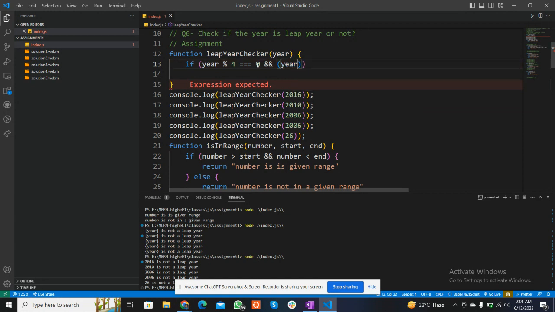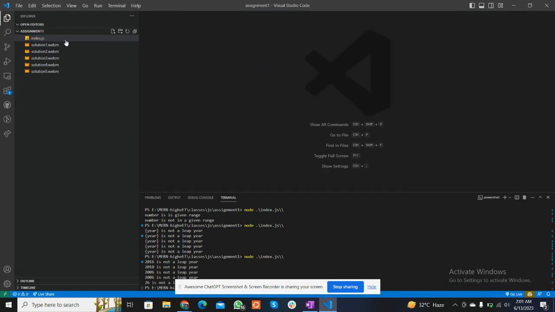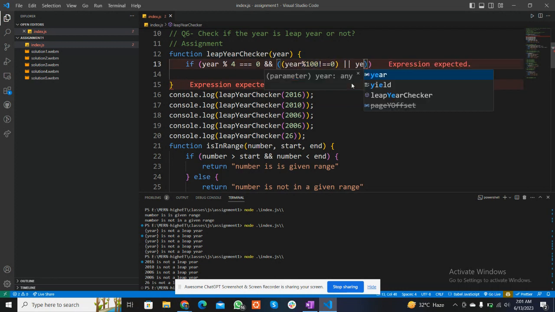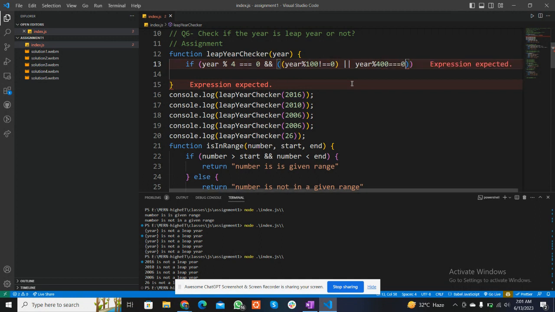If a year is divisible by 100, that is, the modulus is not equal to 0, or we have to write this condition, or the same year is divisible by 400, the modulus of the same year with 400 is equal to 0. Remember, these two conditions are joined with or, and they both are ANDed with the first condition.